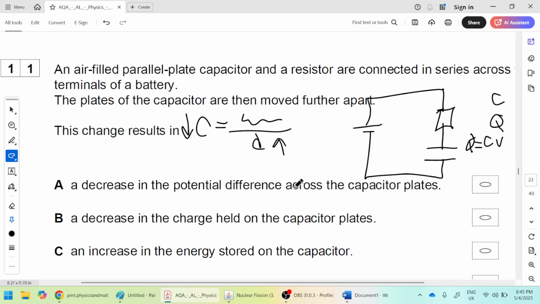Look at these answers. Decrease in the potential difference across the capacitor plates, decrease in the charge held on the capacitor plates, increasing the energy stored on the capacitor. Hold on. Thinking.